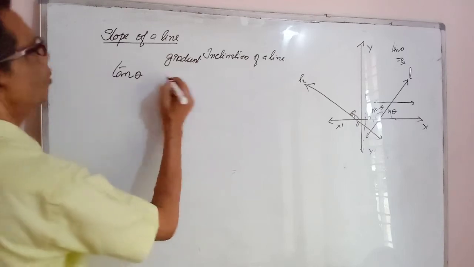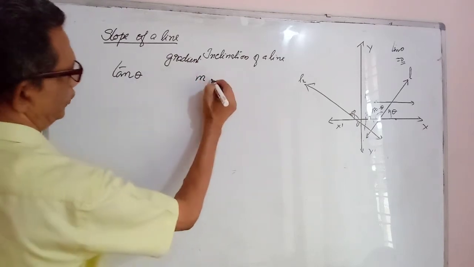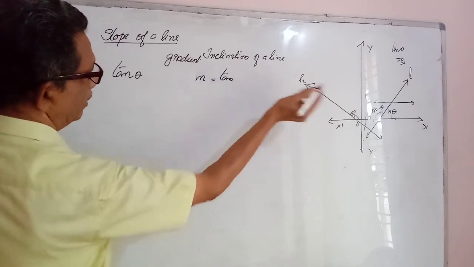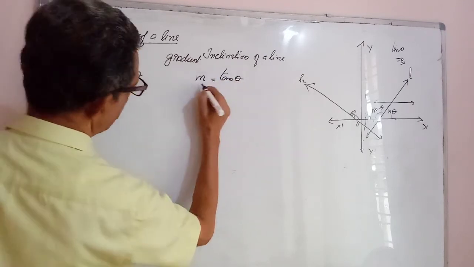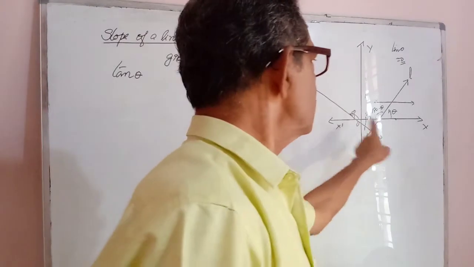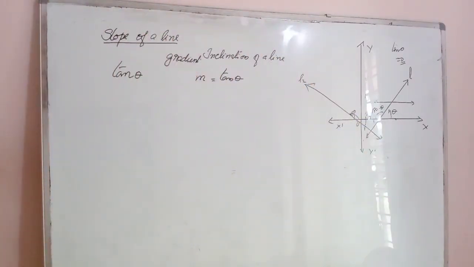And usually the slope of a line is denoted by the letter m. So m is equal to, here in the figure, the slope of the line L is tan theta. So m is equal to tan theta. And the slope of this line is tan phi.